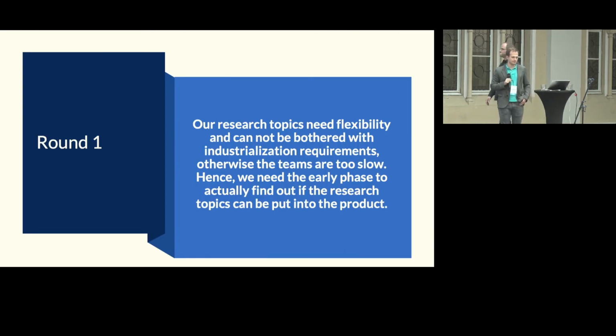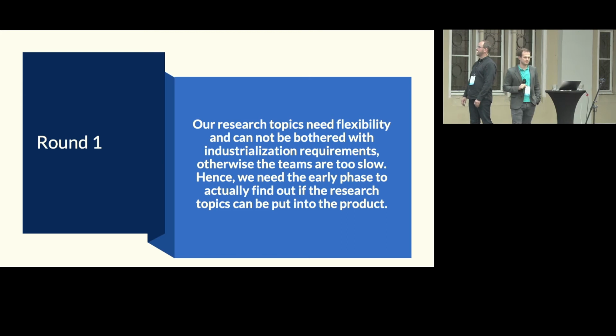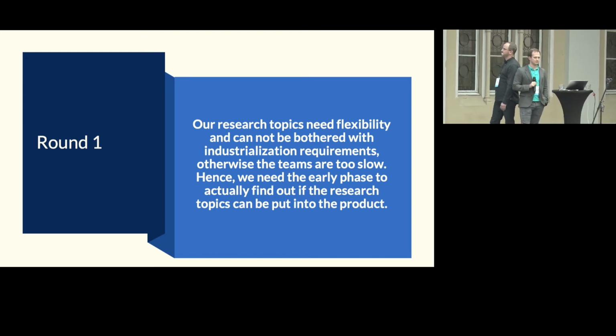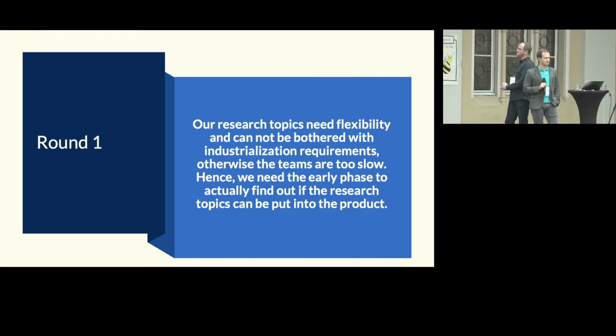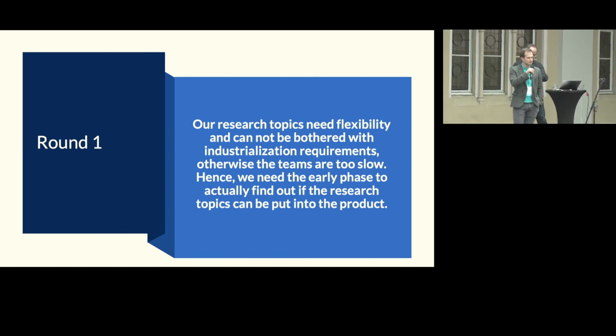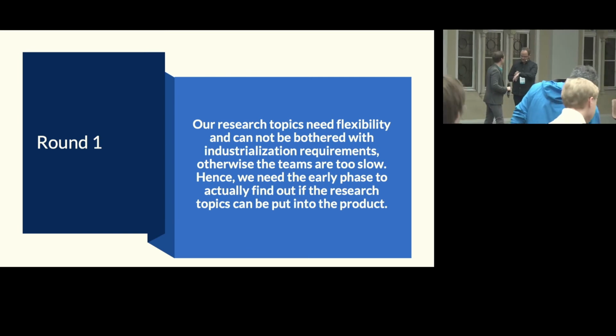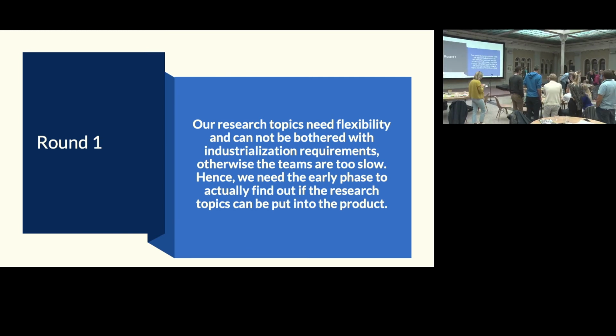Round one. Our research topics need flexibility and cannot be bothered with industrialization requirements, otherwise the teams are too slow. Hence, we need the early phase to actually find out if the research topics can be put into the product. 30 seconds to select your answer, running now. This appears obviously in the development phase when some research topics need to be done. So, time is up.